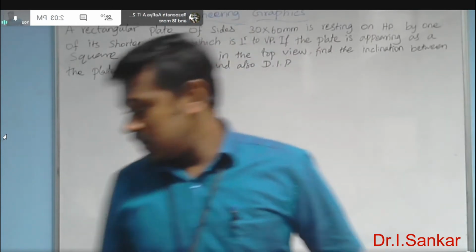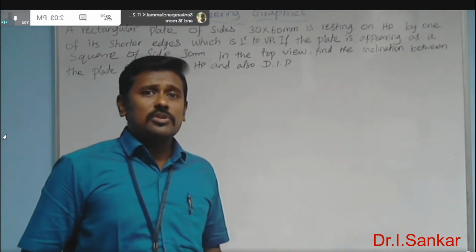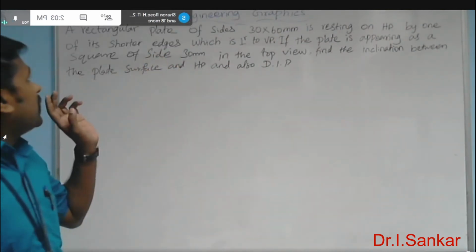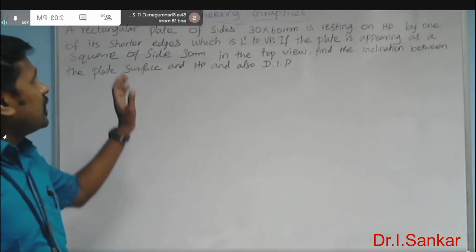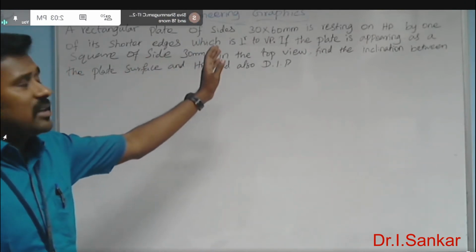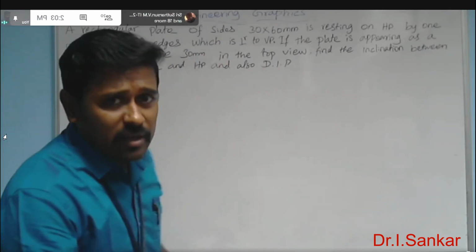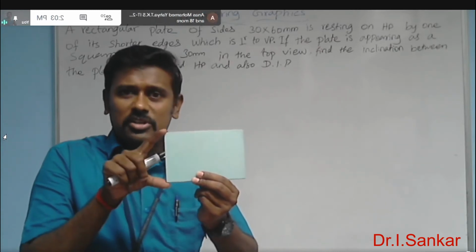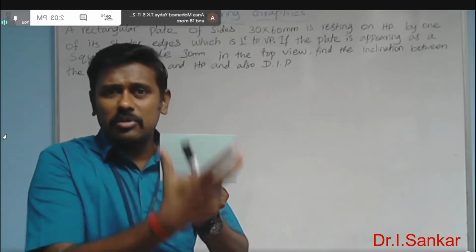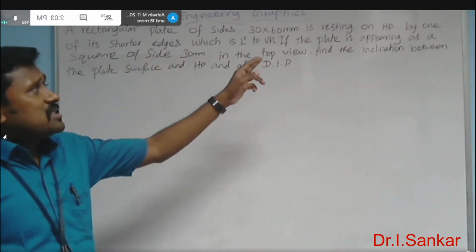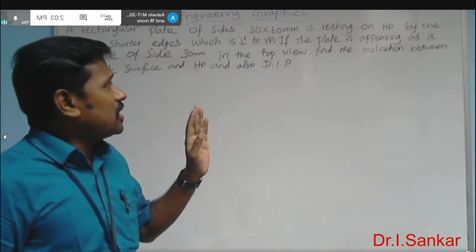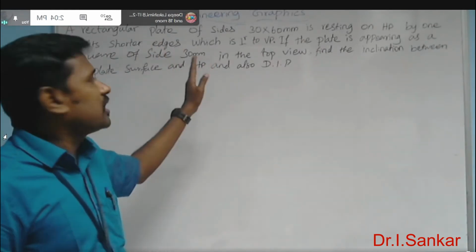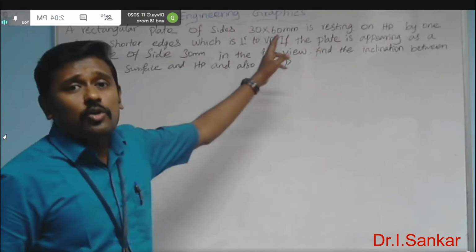First of all, I will read the problem for you. I think the question written in the board is visible to you. However, I will read it once again for you. A rectangular plate of sides 30 cross 60 mm. For that rectangular plate, the dimensions are 30 mm and 60 mm. The shorter dimension is 30 and the longer edge dimension is 60 mm. It is resting on HP by one of its shorter edges, which is perpendicular to VP.